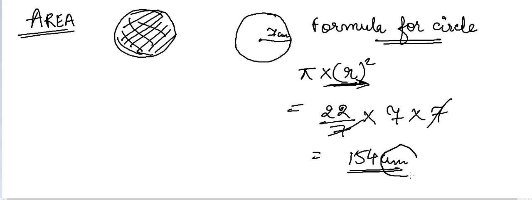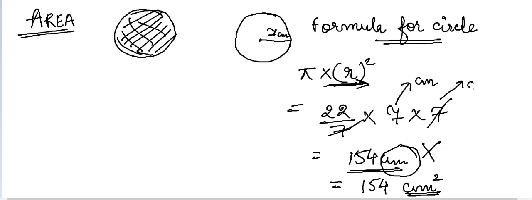Now this centimeter is wrong. As I mentioned earlier, the unit for area is always squared, so it will be centimeter square, as the unit for this r is centimeter and this r is also centimeter, and we are going to calculate its product, so it comes out to be centimeter squared.